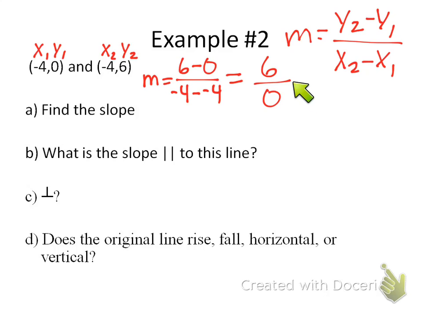Okay? This is something that's mathematically not correct. What do we say? 6? No. Isn't it undefined? Good. This is an undefined slope. So a line parallel would also have what kind of slope? Undefined. Good.